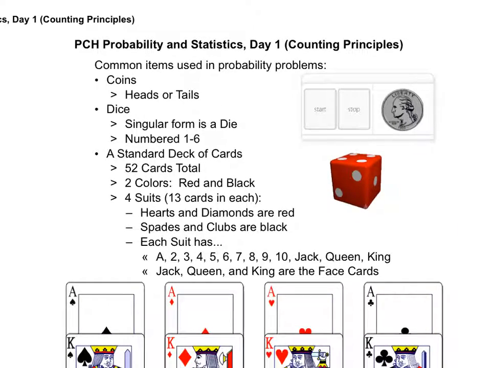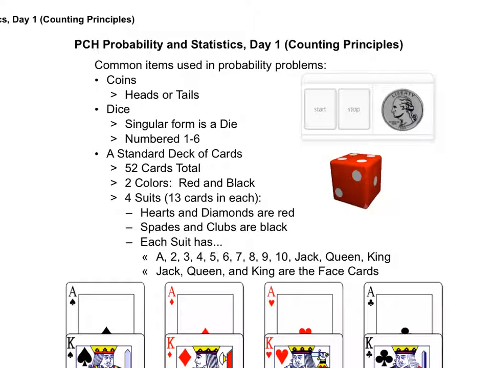Just make sure we understand, okay, if we talk about flipping a coin or tossing a coin, getting heads or tails, those are just the two sides of a coin. And the reason why we're going over this is because we're going to use these types of things in a lot of our problems. They're not going to be all of them, but we're going to run into these quite often, so I want you to be familiar with them.